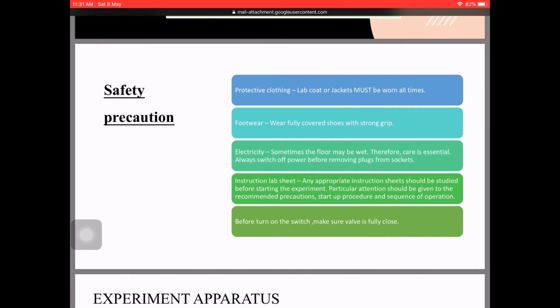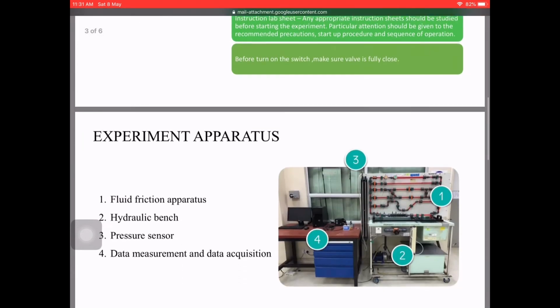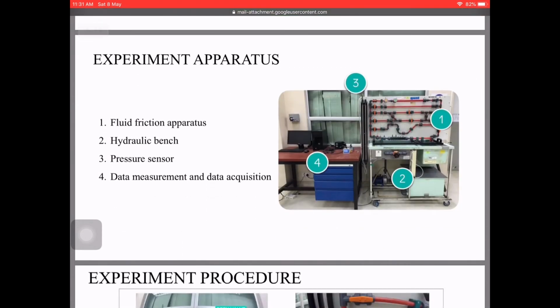Instruction lab sheet. Any appropriate instruction sheet should be studied before starting the experiment or before entering the lab. Particular attention should be given to the recommended precautions, startup procedure and sequence of operation. Before turning on the switch, make sure all valves are fully closed. Next is the experiment apparatus. Number 1 is the fluid friction apparatus. Number 2, hydraulic bench. Number 3, pressure sensor. And 4, data measurement and data acquisition.